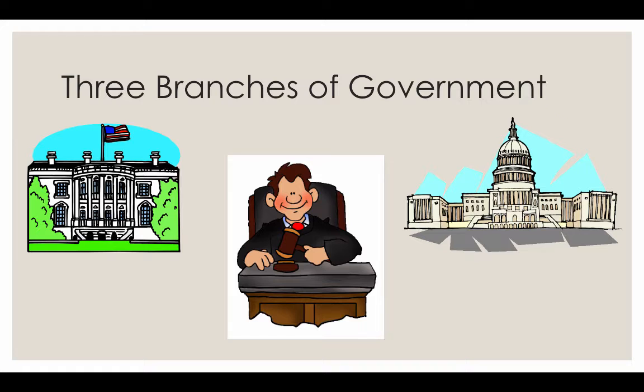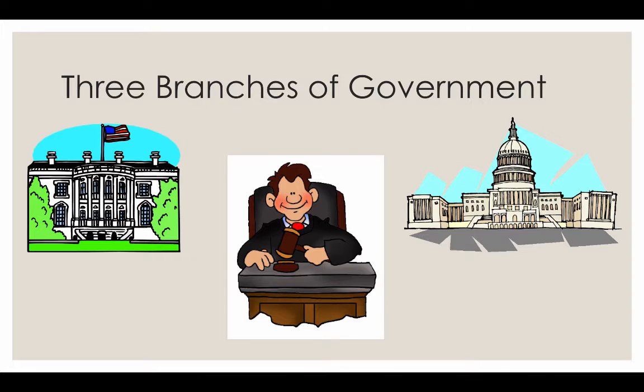First, we have the executive branch. The executive branch of government is responsible for carrying out laws. In the federal government, the executive branch is led by the President of the United States. At both the federal and state levels, the executive office is where bills are signed and become laws.